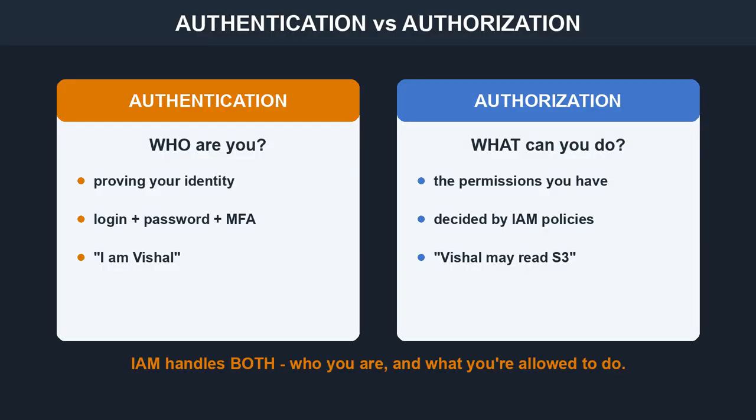Two words people constantly mix up: authentication and authorization. The problem: being logged in does not mean being allowed. Authentication is proving who you are, your login, password, and MFA. Authorization is what you're permitted to do, decided by IAM policies. You can be perfectly authenticated and still be denied, because authorization is a separate step. IAM handles both, and keeping them straight is the key to everything else.